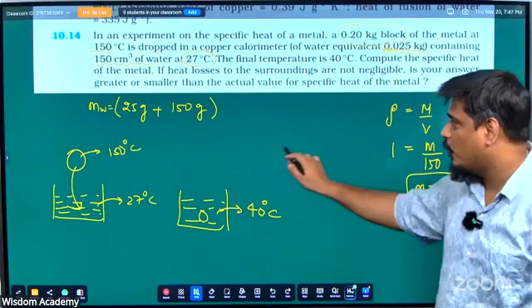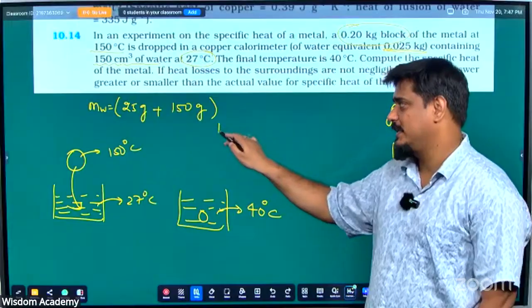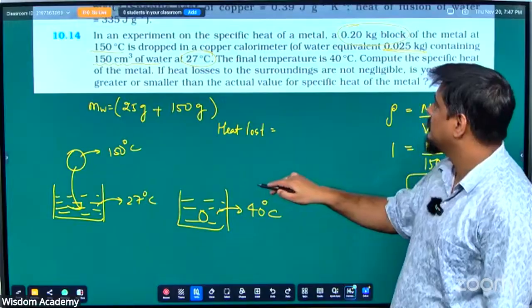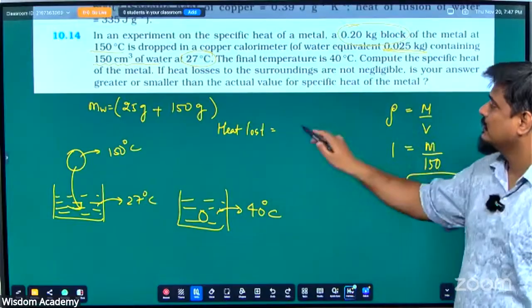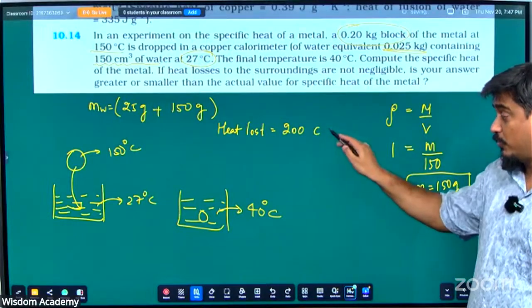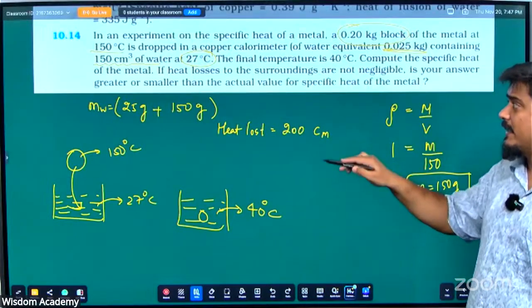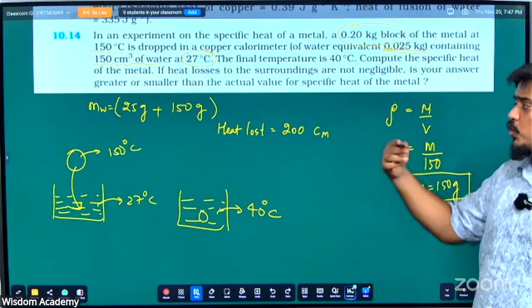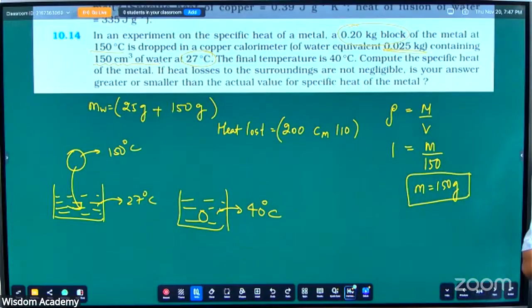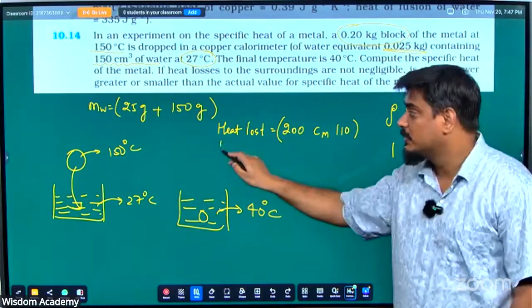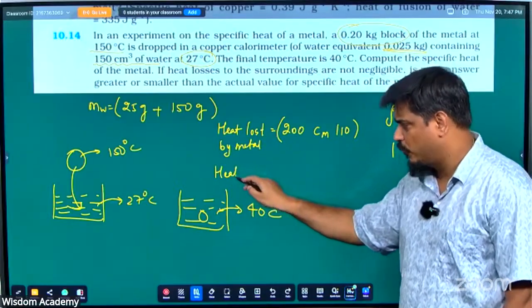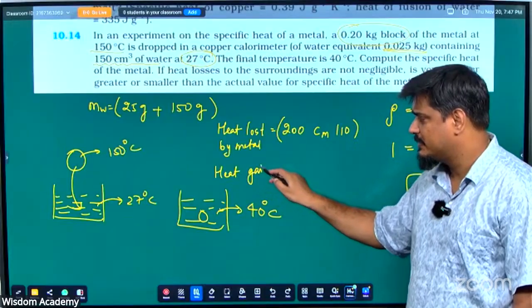So heat lost by the metal, how will you find that? Heat lost will be M of the metal, 0.2 kg, that is 200 grams, times C of the metal, which we don't know, so I'm writing Cm, times delta T. From 150 to 40 is 110. This is the heat lost by the metal. And who is gaining the heat? Water is gaining the heat.